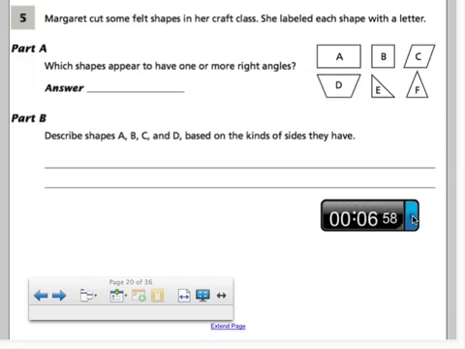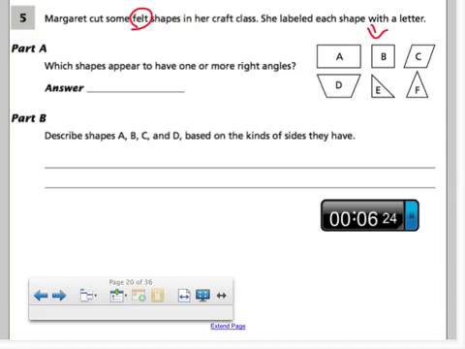So number 5 says, read it to yourself as I read it aloud. Margaret cut some felt shapes in her craft class. In case you didn't know, felt is like that material that's kind of like a blanket almost. It's like little paper-sized blanket material. It's really good when you're making puppets or something. Anyway, felt shapes in her class. She labeled each shape with a letter. Oh, and look at that. There's a picture of it right below for us. That's nice. So rectangle is A.